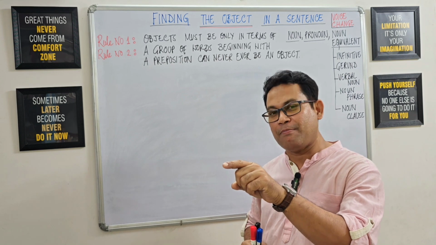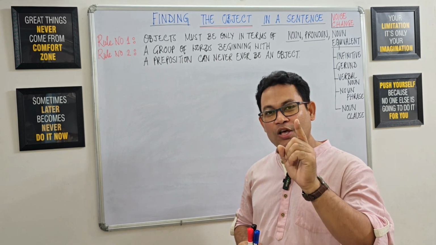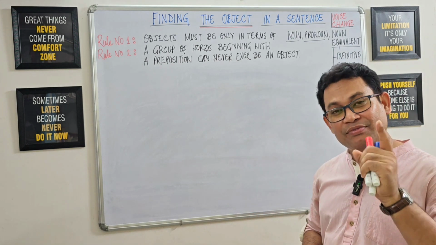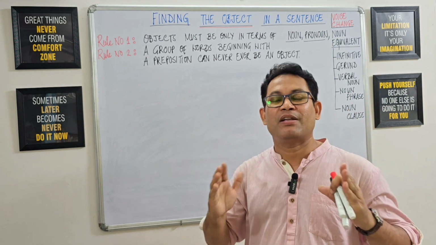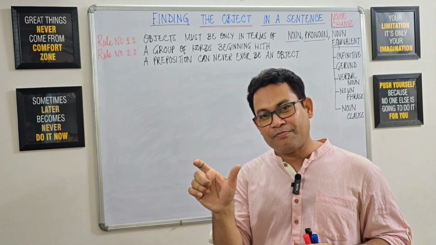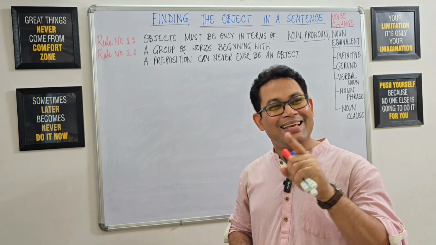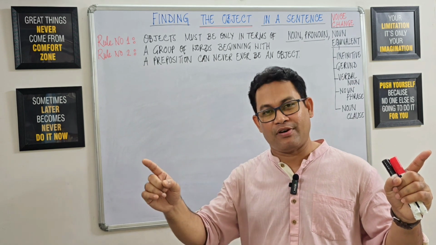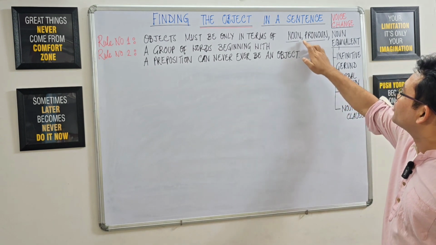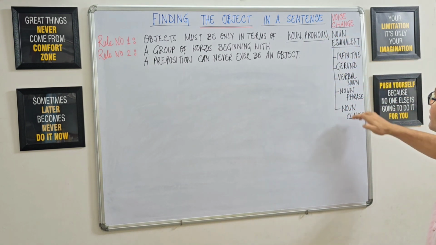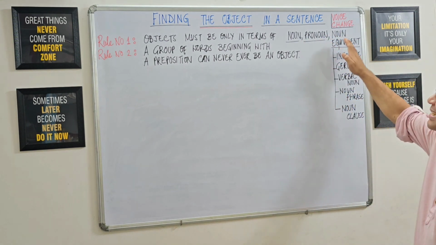and we think that that phrase may be the object in that sentence. In that case, if that phrase begins with a preposition, remember that phrase can never ever be the object, because that phrase beginning with a preposition will either be an adjective or an adverb, and we know that an object must only be in terms of these elements. So here we don't get any adverb or adjective.